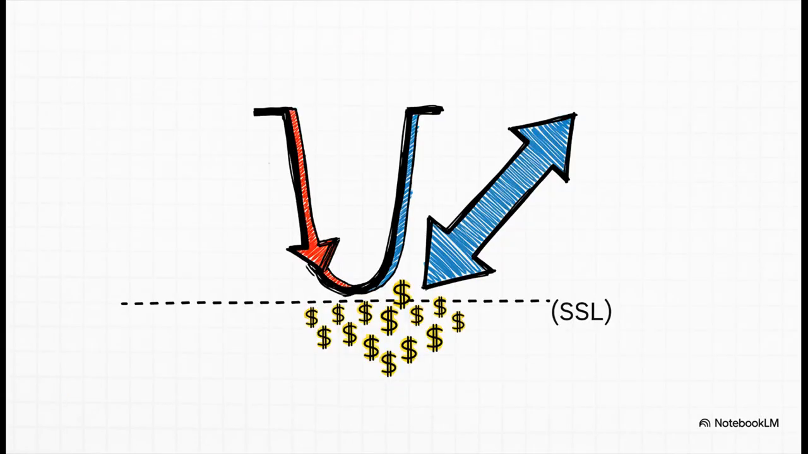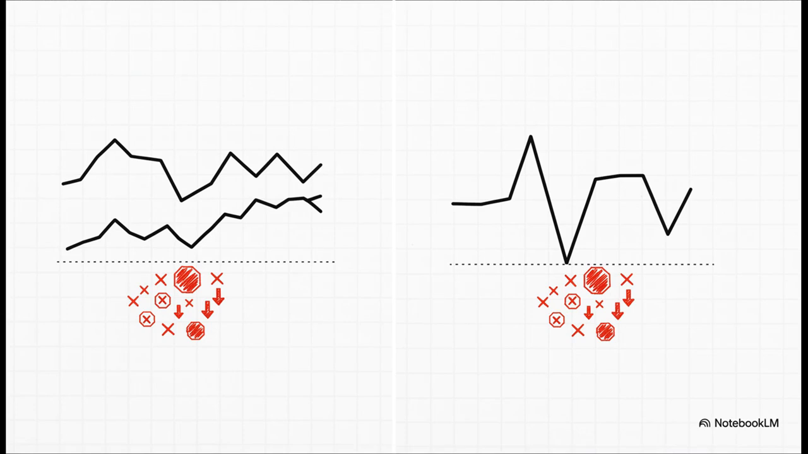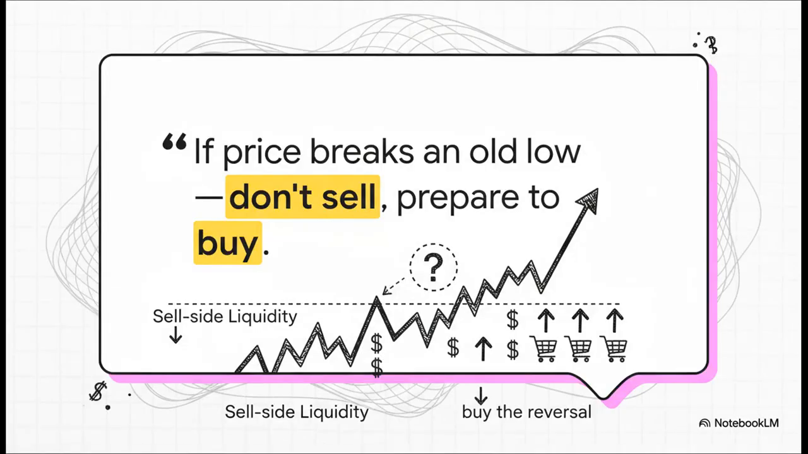Now let's flip it over and look at the mirror image, sell-side liquidity, or SSL. And yeah, you probably guessed it. This is the giant pool of orders that sits just below any significant low. SSL is always found below old swing lows or those clean equal lows. It's made up of the stop losses from everyone who is long, plus all the sell stop orders from traders trying to short a breakdown. It is the perfect inverse of BSL. And again, the logic is completely flipped on its head.